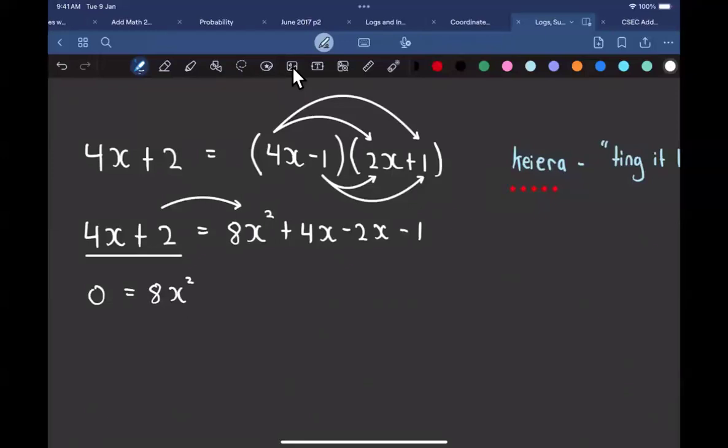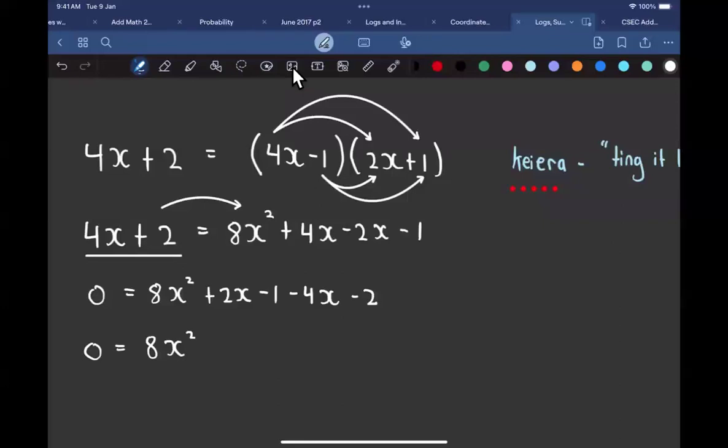But basically you'll end up with 8x squared plus 2x minus 1, plus 4x plus 2. If I move across 4x plus 2, what's going to happen there? Minus 4x minus 2. Minus 2. You can't keep lacking like that. You've got to watch out for your signs, right?